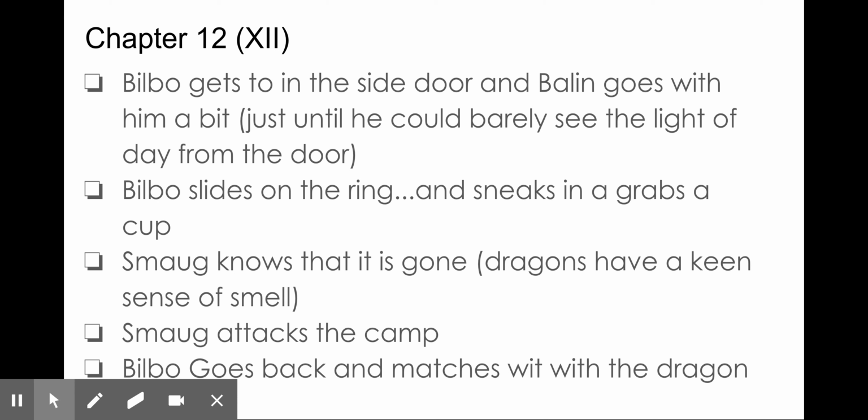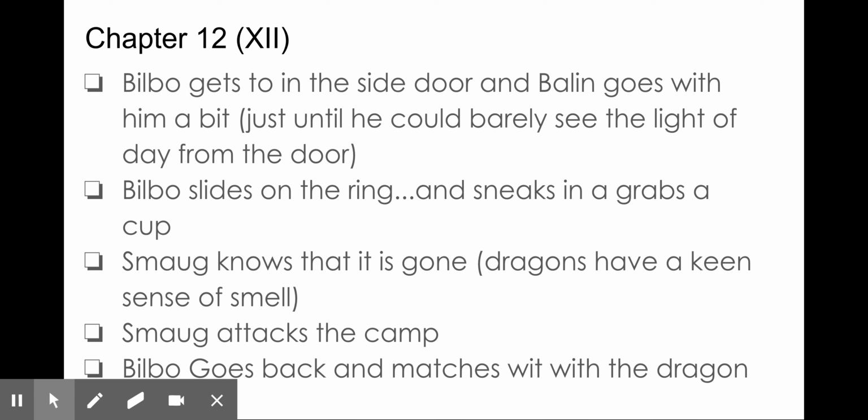I think we did this last week. Bilbo gets to go in the side door, and Balin goes with him just a little bit until he can just barely see the light of day. Bilbo slides on the ring and sneaks in and grabs a cup. Smaug knows that it's gone. Dragons have a keen sense of smell. So he comes out and he attacks the camp.